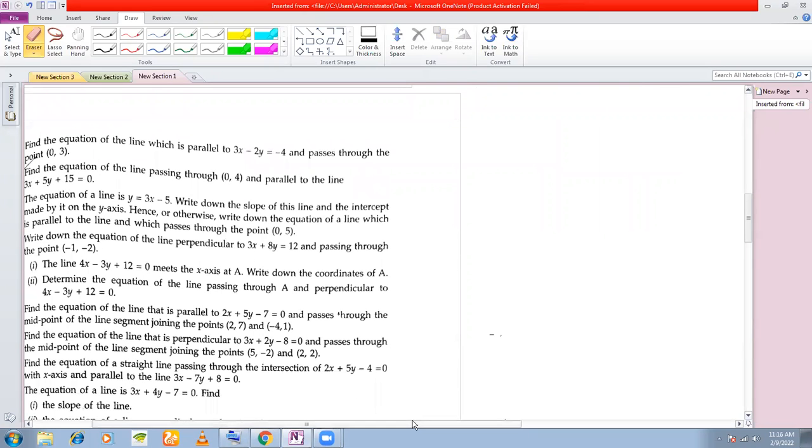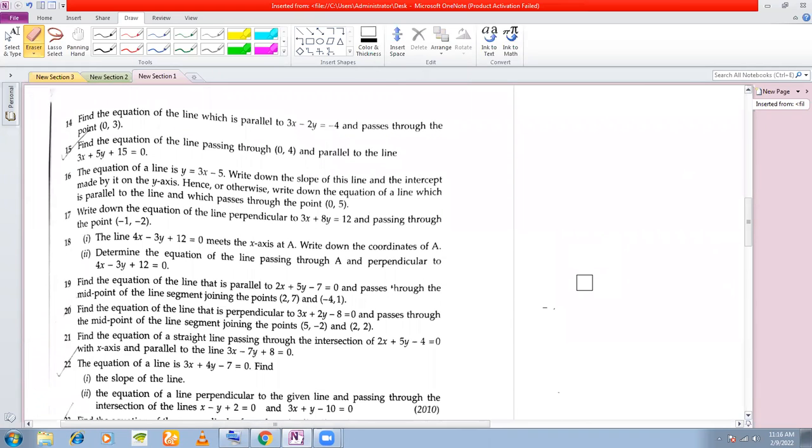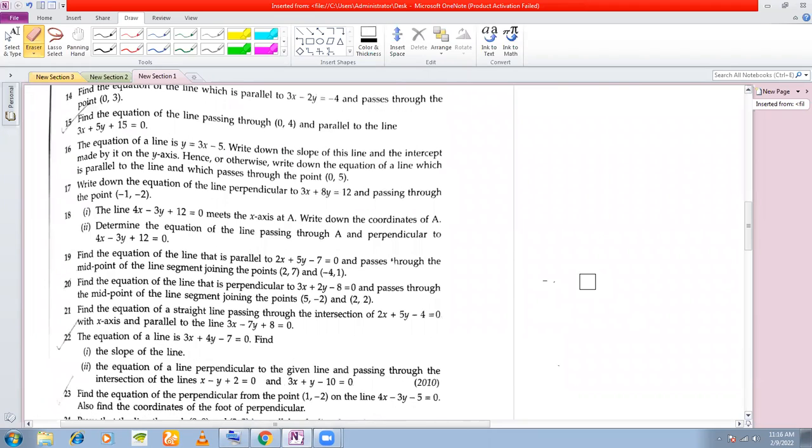Okay. The next question that I would like to solve here is, okay, let's see question number 18. 18.1 and 18.2 both.